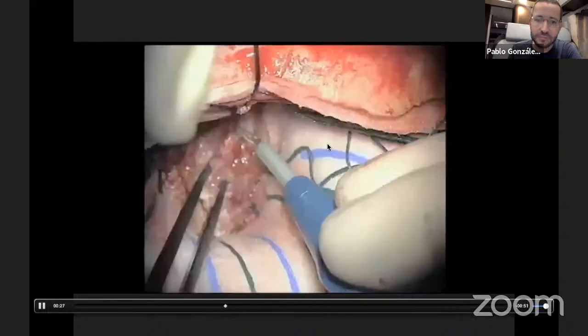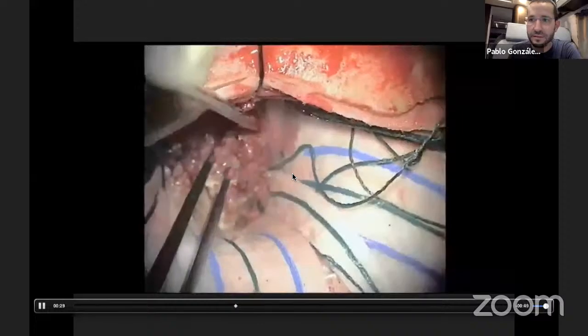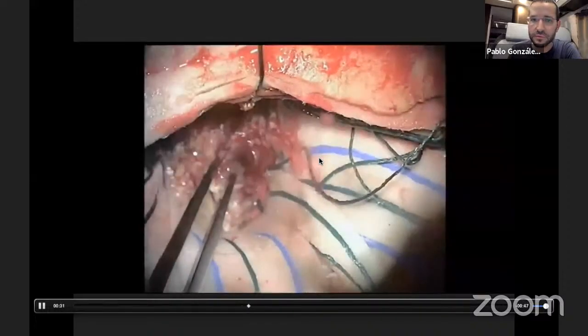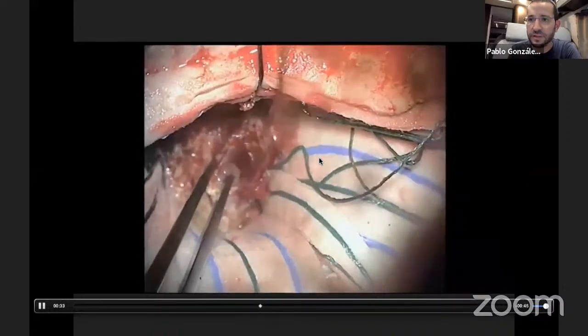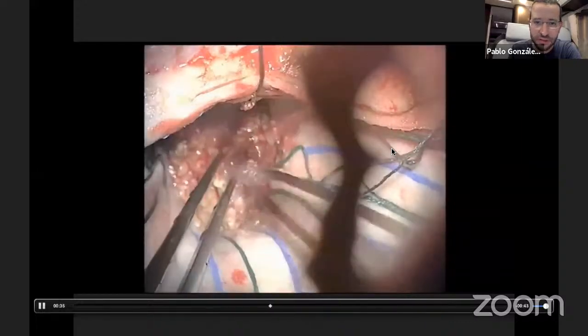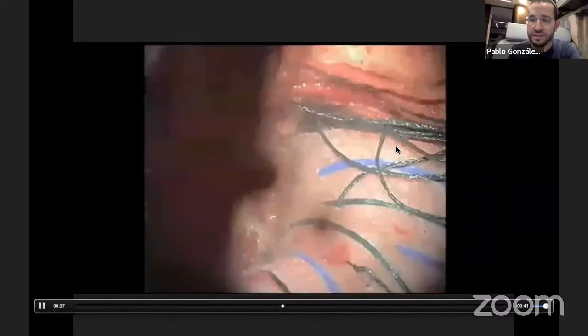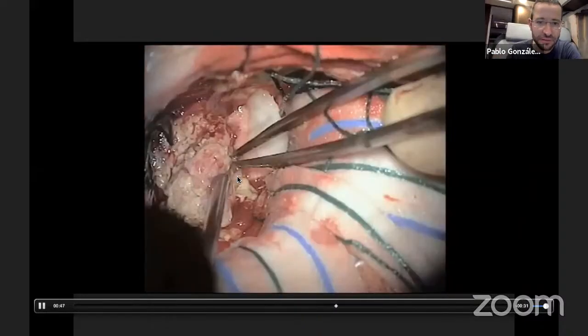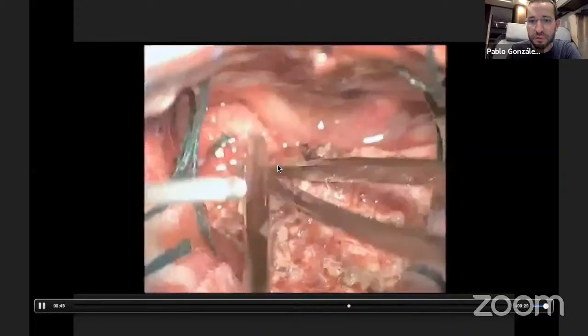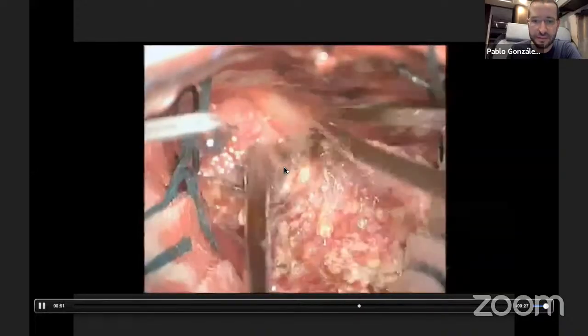So this monopolar was very nice until we reached the final part of the tumor. Without having direct control, this was like a horror movie. I completely damaged a branch, probably a distal branch of the frontopolar artery, which was feeding the tumor, but I couldn't see it. The blood covered the view, and then once we cleaned everything, we could identify that artery.